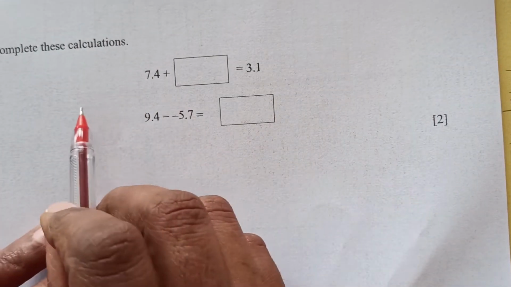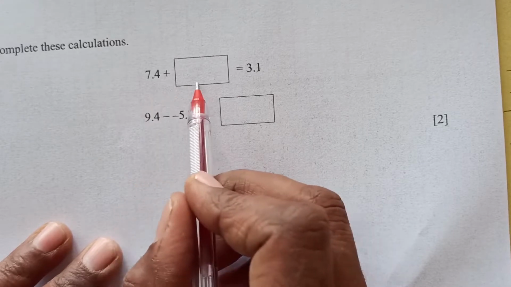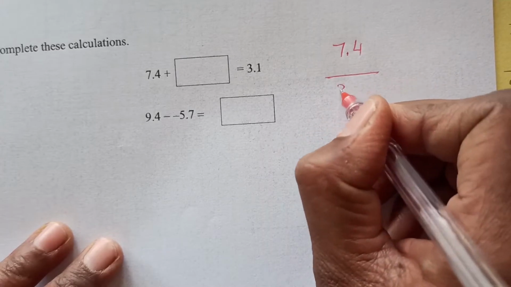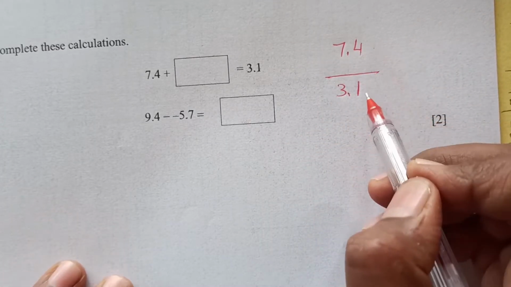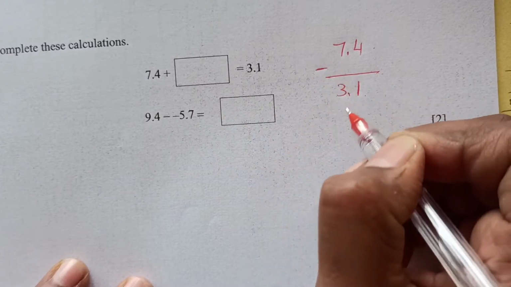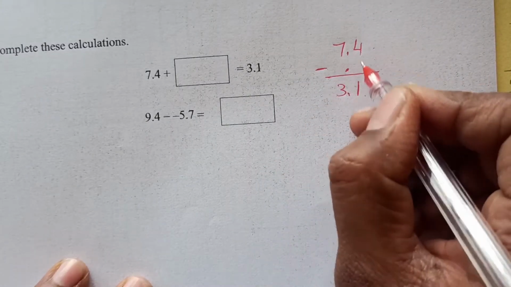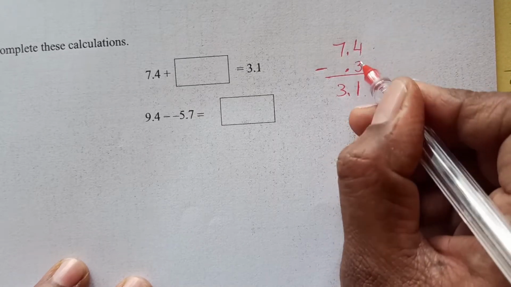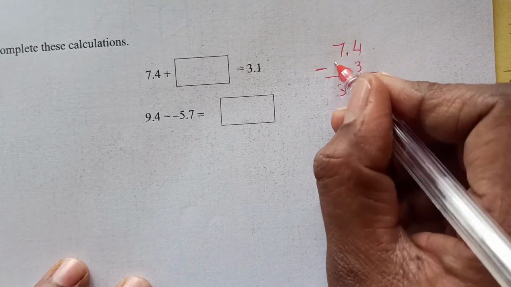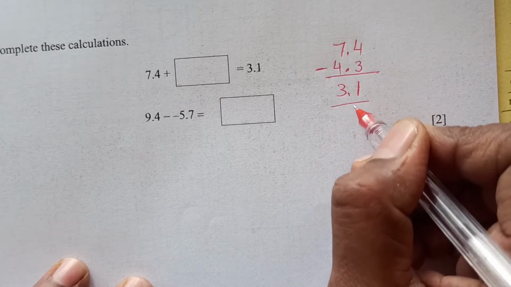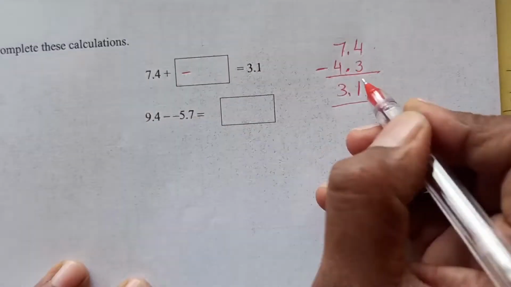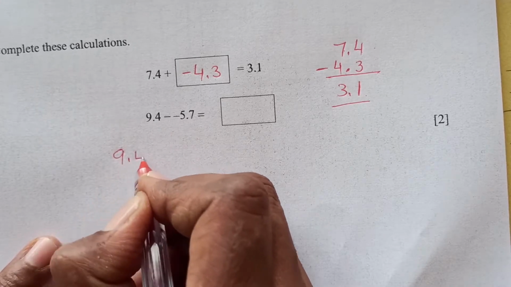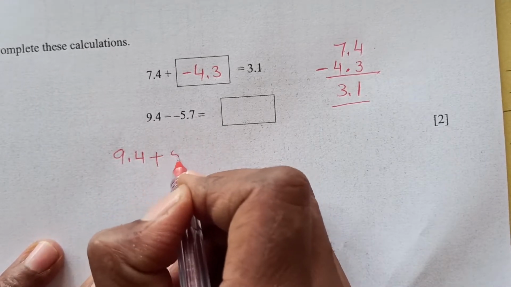I have this question here, complete these calculations. 7.4 plus something gives you 3.1. So 7.4, so 3.1, you see this number is greater and this is smaller, so that means the number should be negative, right? And in decimals, 4 minus what gives you 1, or 1 plus what gives you 4, that is 3, right? 4 minus 3 is 1, then 7 minus 4 is 3, right? So it should be negative of 4.3, right?